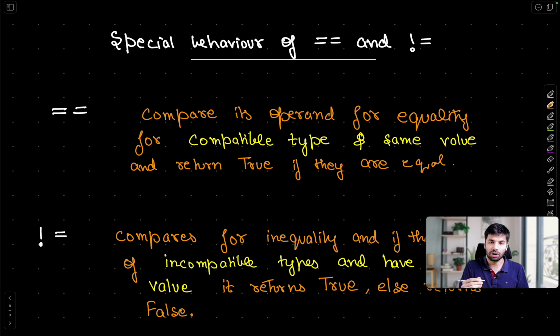Now what exactly is happening here, everyone, is that this double equals checks for compatible type, not equal type. Compatible type.